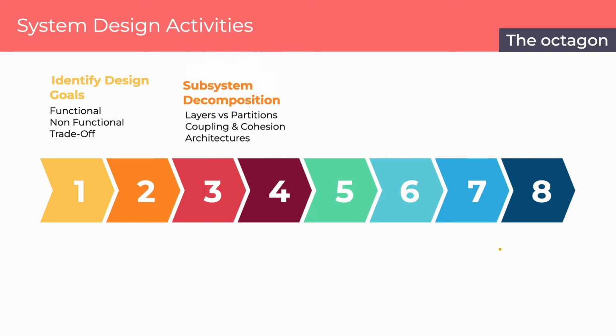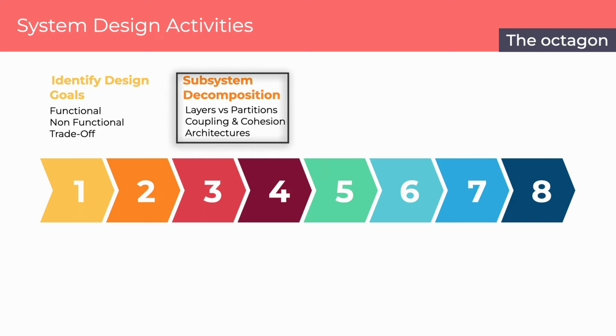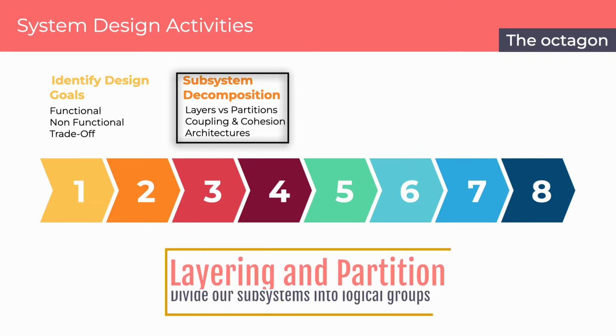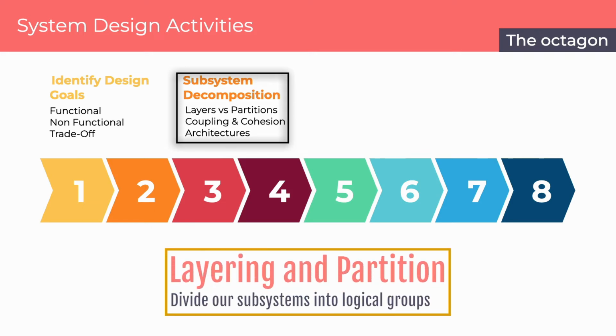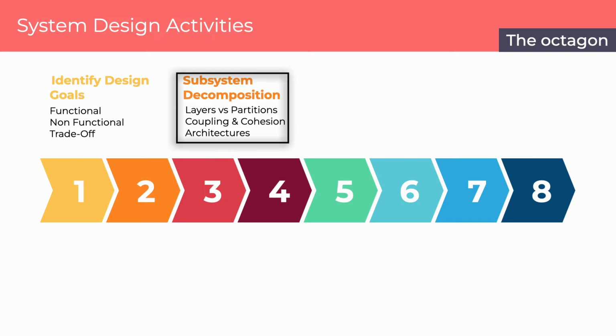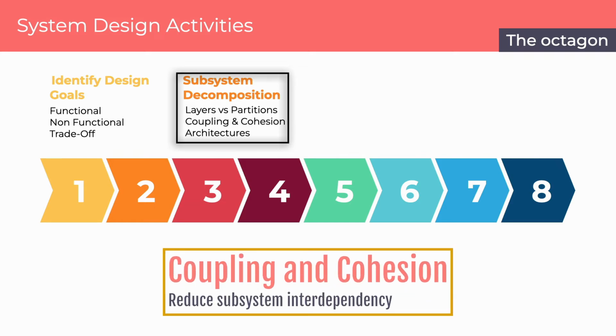The next step, system decomposition. The next step involves decomposing the system into various subsystems. We use the layering and the partitioning principles to divide the system into logical groups. Then we follow the coupling and the cohesion principles to reduce the interdependency between the subsystems, making it more modular and maintainable.